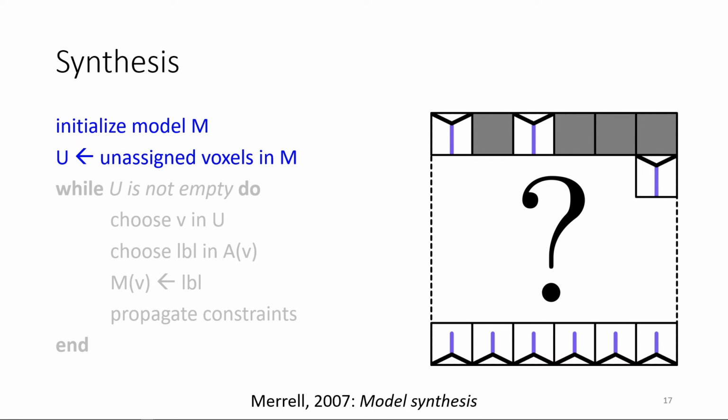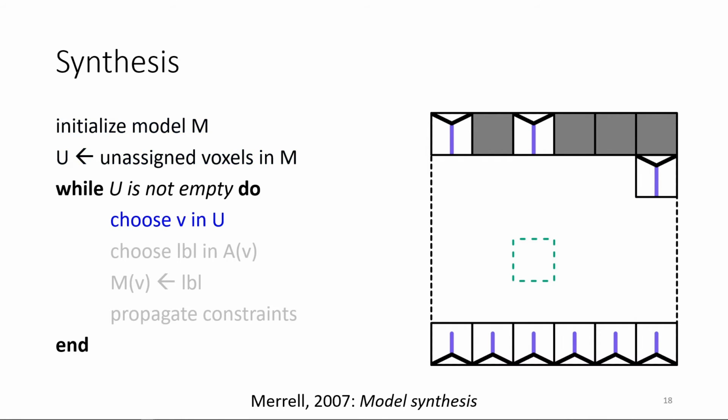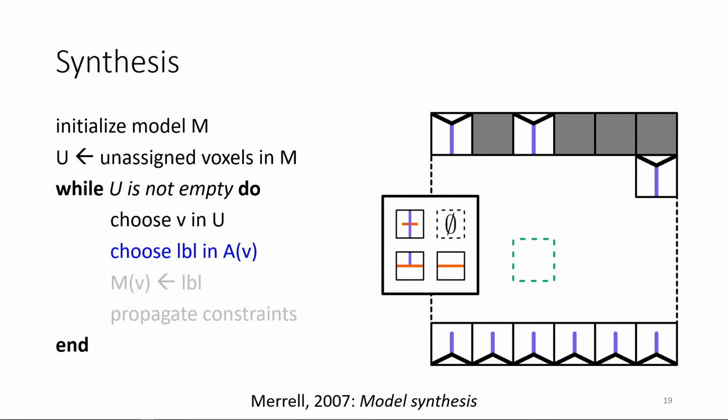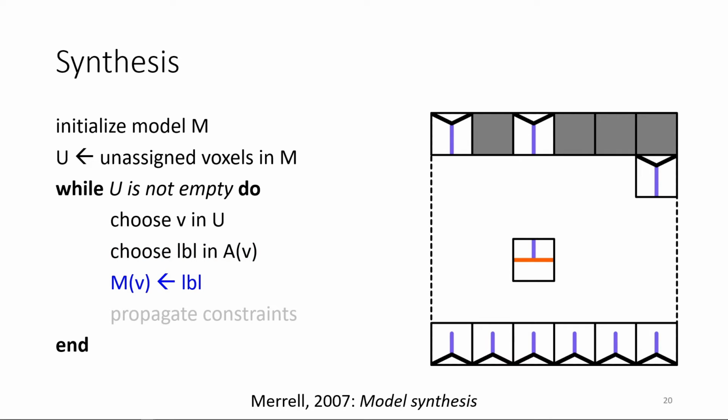The synthesis process is pretty simple. At first, the model is initialized with the provided input. All empty voxels are marked as unassigned and stored into a set, shown here as a question mark. The algorithm stops when all voxels have been given a label. In each iteration, an unassigned voxel is chosen from this set. Let us take, for example, the voxel shown here in green. Then a label is chosen from the set of allowed labels for that voxel, and is then assigned to the voxel. This assignment restricts the allowed labels in the rest of the domain.